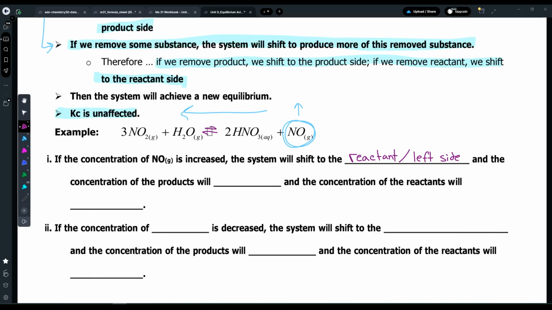So if our equilibrium is shifted to the left side, what that means is we're using up the products to create more reactants. So that means that the concentration of the products are going to decrease, and that's because the reverse reaction is temporarily being favored. And as such, the concentration of the reactants are going to increase.